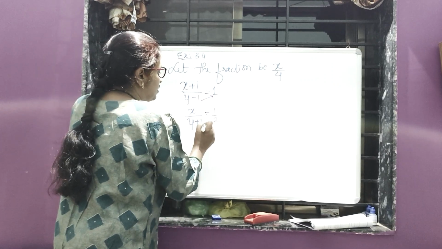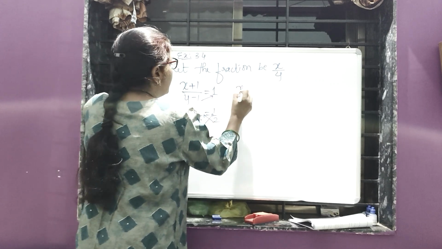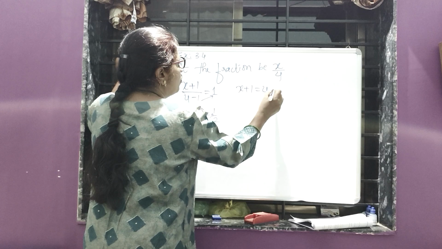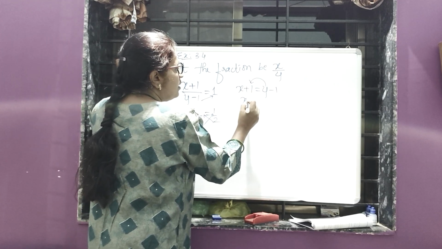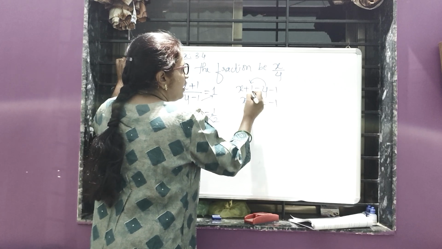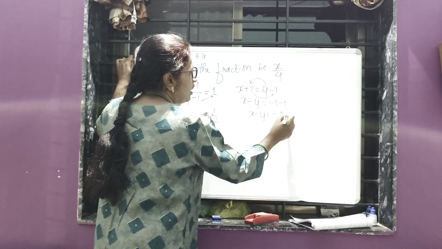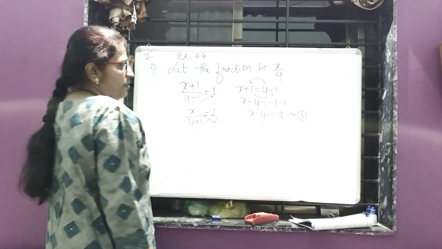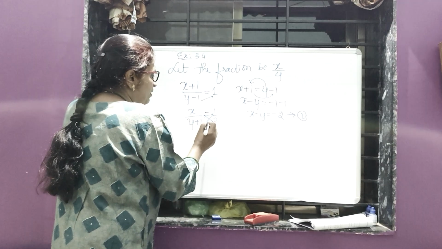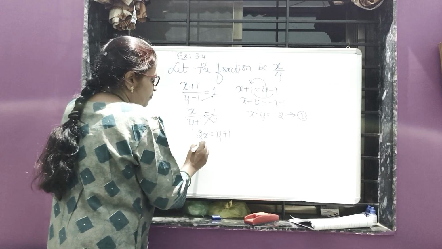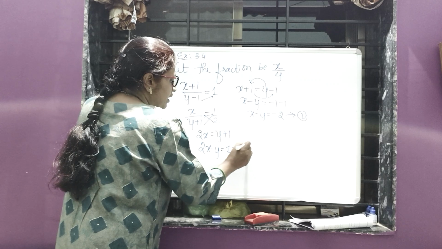Let us cross multiply these two. The first one, here only 1 is there, so it becomes x plus 1 is equal to y minus 1. So x will bring this side, minus y is equal to minus 1 minus 1. So x minus y is equal to minus 2. This is equation 1. Now second, 2x is equal to y plus 1 into 1, becomes y plus 1. So 2x minus y is equal to 1. This is our second equation.